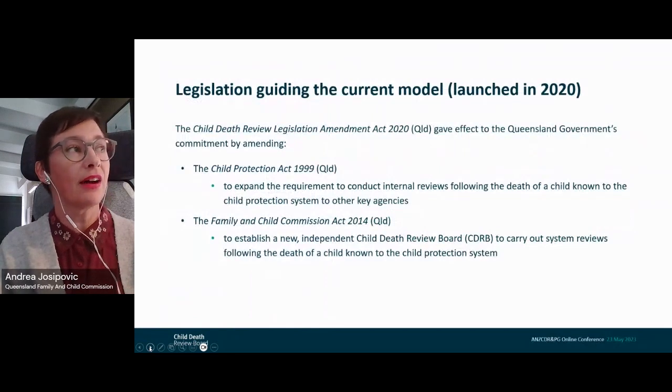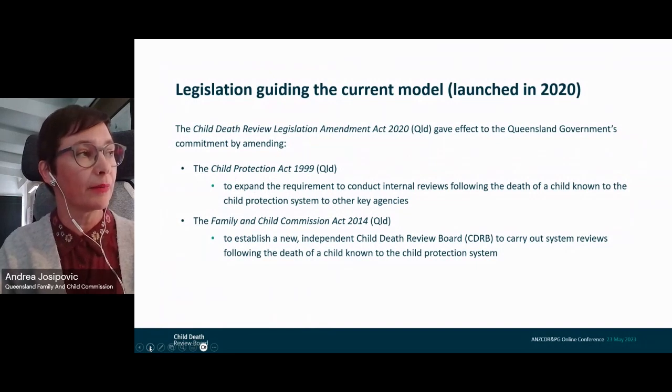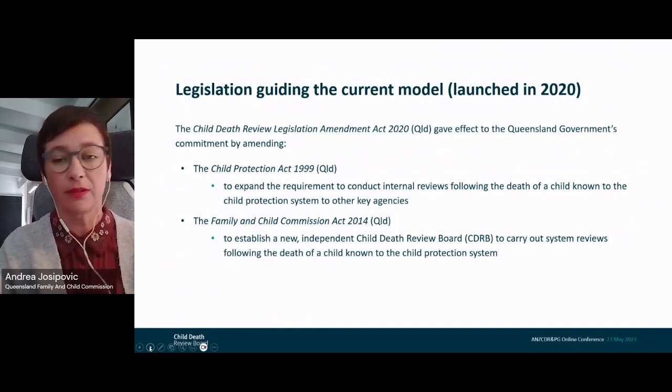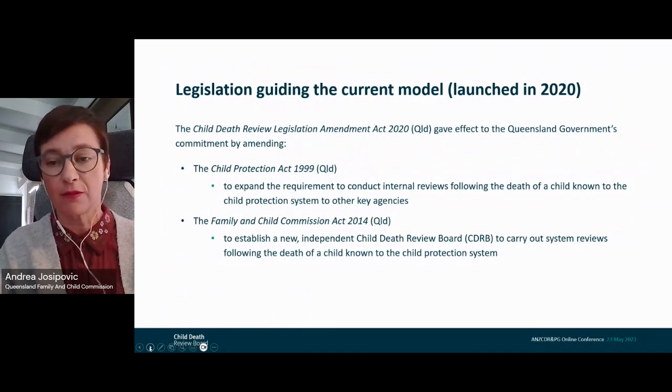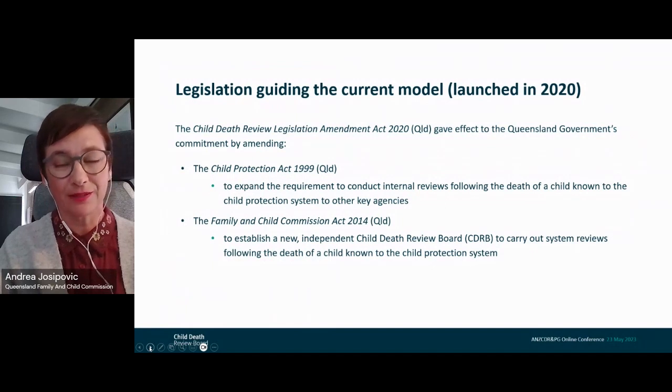So the legislation that guides us in that space is first and foremost the Child Protection Act in Queensland from 1999, with its various revisions and legislative amendments, and then the Family and Child Commission Act 2014 here in Queensland. Now, the reviewing agencies that we receive internal reports from are Child Safety, Health, Queensland Police Service, Queensland Education, Youth Justice, and the Office of the Director of Child Protection Litigation. So our legal representatives who make applications through the Children's Court.